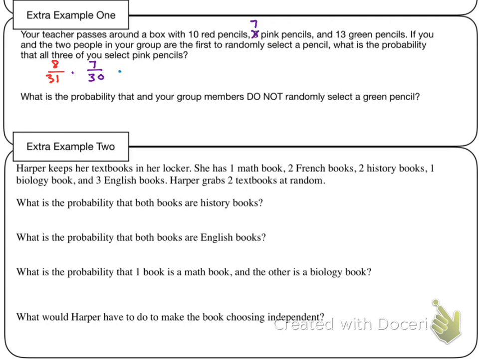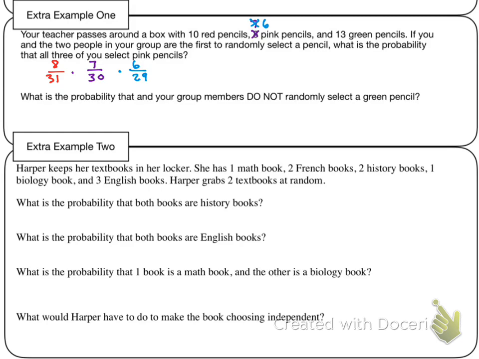Okay, so now it gets to the third person in the group. So I got a pink pencil. My partner has a pink pencil. So 2 pink pencils are gone. How many are left for the third person? So 7, 1 just got picked, so now we have 6 available out of, remember we started with 31. I picked one, that's 30. My partner picked one, so now that's 29 pencils left.